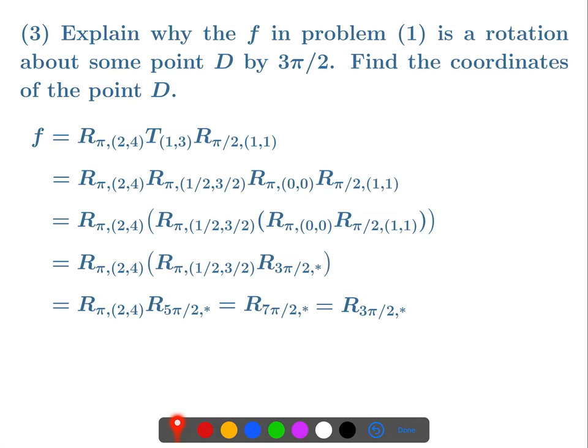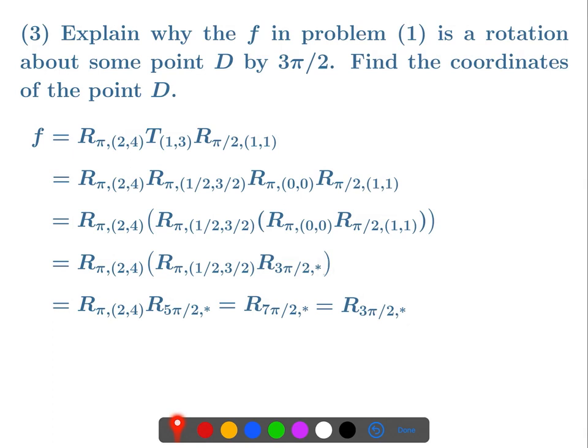So this shows the first part of the problem. We've shown that it's a rotation about some point, which I want to call D in the end to agree with what's here. Whatever this point is, this is D. This is what we're going to call D. And this is a rotation about D by 3 pi over 2. So the second part of the problem is to find what D is.